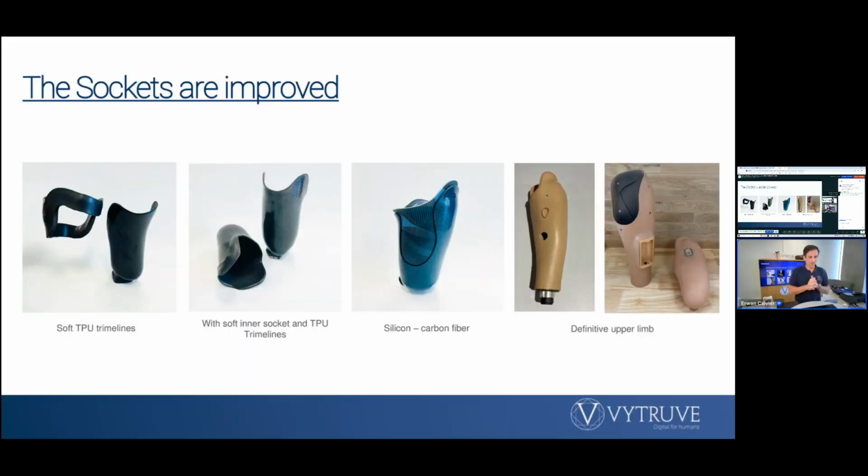You can also print TPU with the inner socket, and it's also possible to directly use injection to manufacture silicone socket for TF with carbon fiber, because you don't have humidity, so it's very easy to do the manufacturing. You can also do upper limb definitive socket.